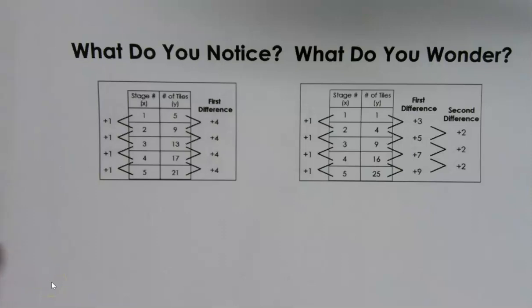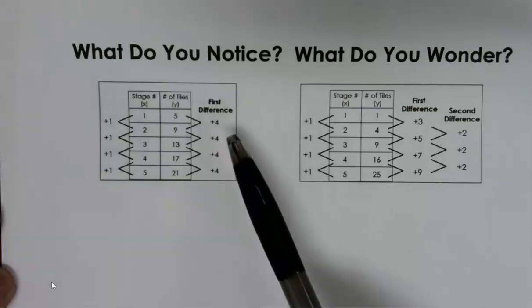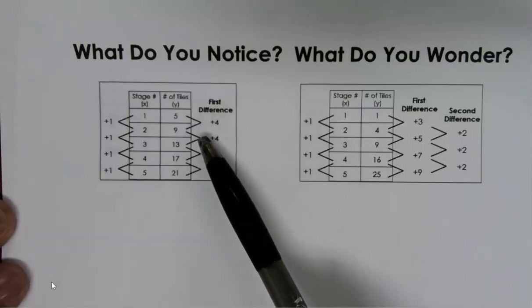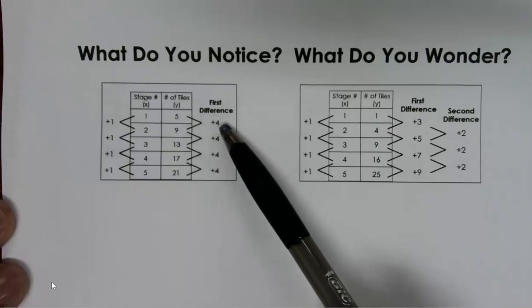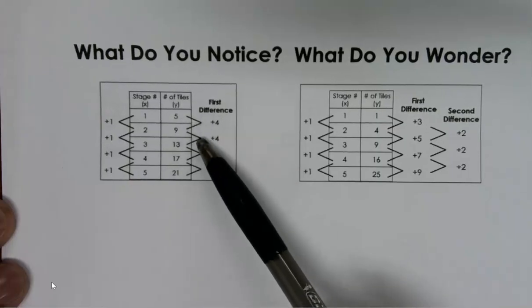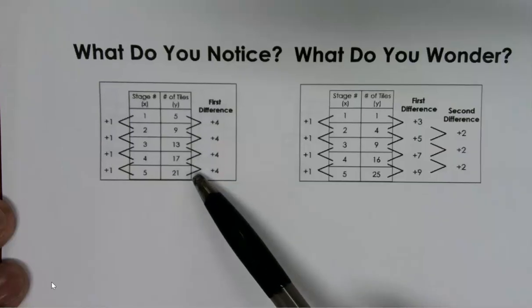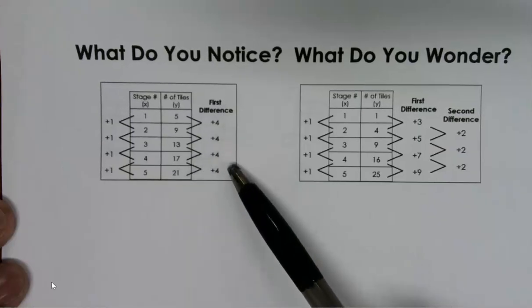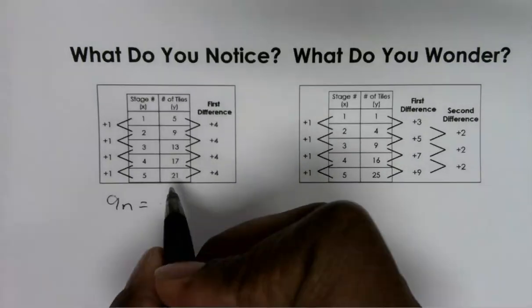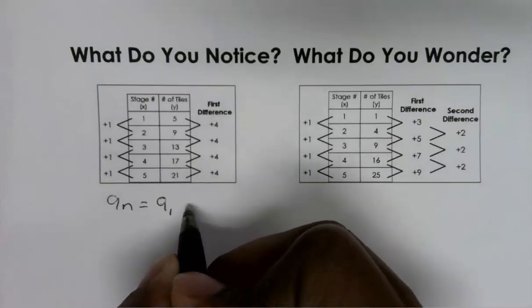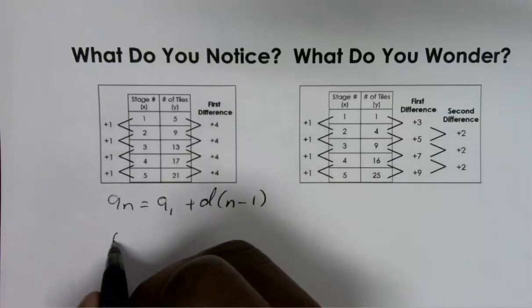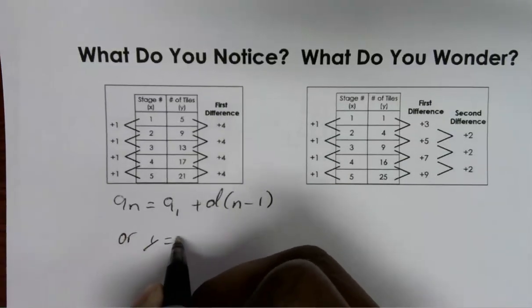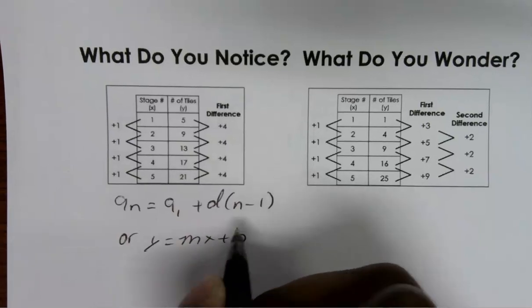Hey students, in this video, we're going to talk about a new kind of pattern. One pattern you've learned so far is arithmetic patterns, which are linear. You should notice that each time you're adding the same number: plus 4, plus 4, plus 4, plus 4. Each one has an increase of 4. So in that sequence of numbers, the pattern is a sub 1 plus d times n minus 1, or you learned to use y equals mx plus b.